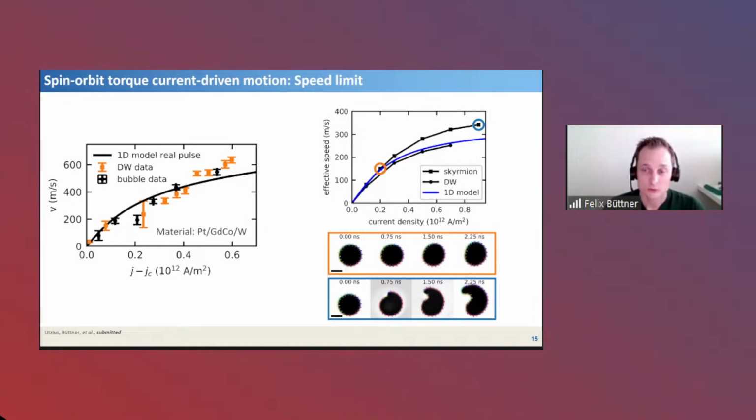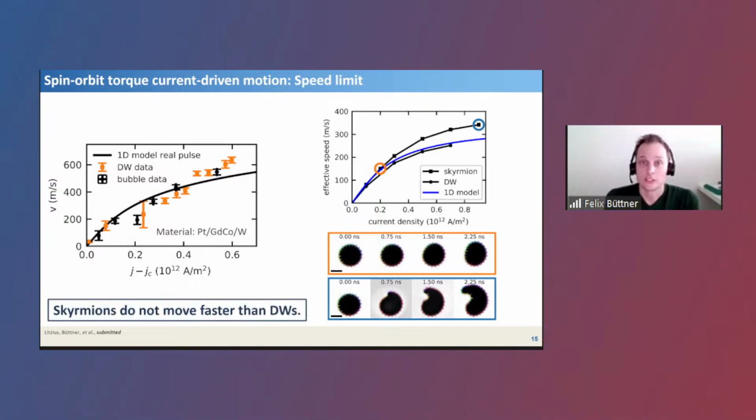So what we find by scanning a variety of different material parameters is that skyrmions actually never move faster than the domain walls. If you want, that's not too bad. As you see, the velocity that you can reach is still quite high, but you should consider that if you want to have a material where skyrmions move fast, you need to also realize fast domain walls. That's experimentally usually much more accessible.